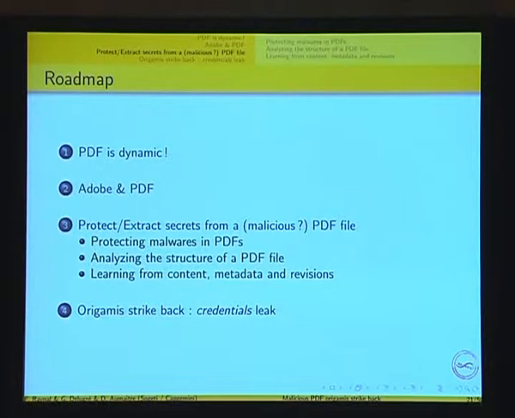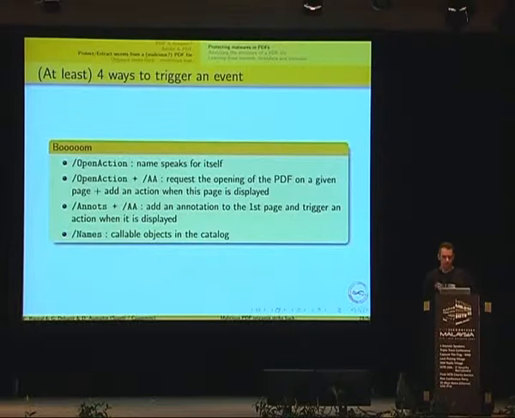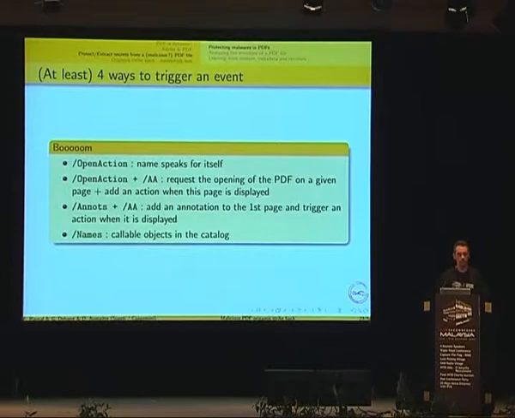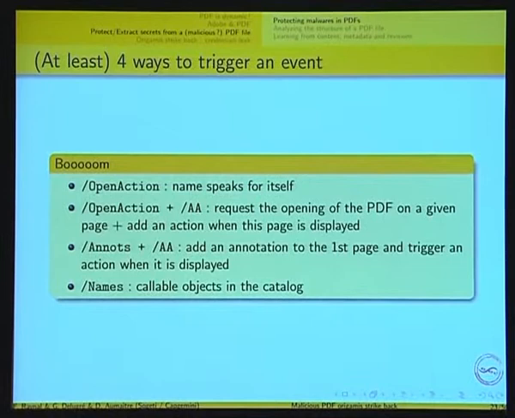Okay, let's get to another point. Now you want to use a PDF to get information. So there are two ways: either you want to protect the information inside the PDF, or you want to extract the information from the PDF. Let's go into that. Let's say I'm a bad guy and I want to write a virus and I want to send a bad PDF to someone, so I'd like to have the payload executed as fast as possible. What is fine with PDF is that you usually have lots of ways to do the same things. So here are four ways to trigger an event as soon as the PDF is open.